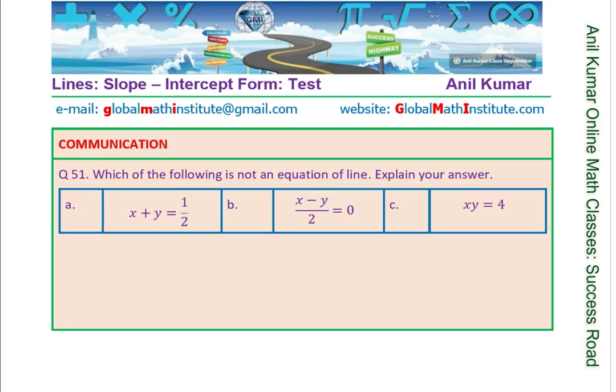Question number 51. Which of the following is not an equation of line? Explain your answer. So this is slope-intercept form. You can always write them. However, this is not the equation of line. Since we are writing here xy equals to 4, I can write y equals to 4 over x. Now this is reciprocal. This is not a line. So that is the one.